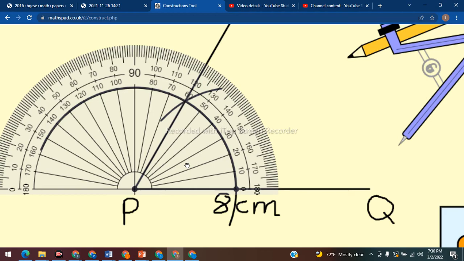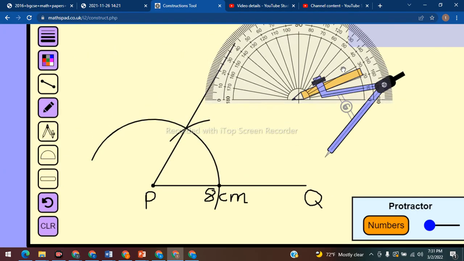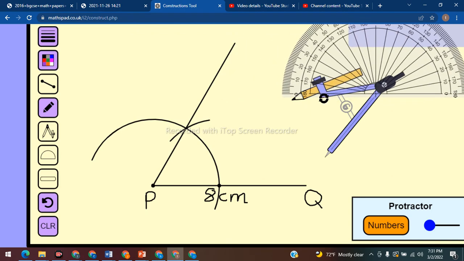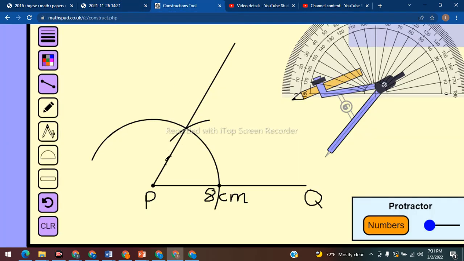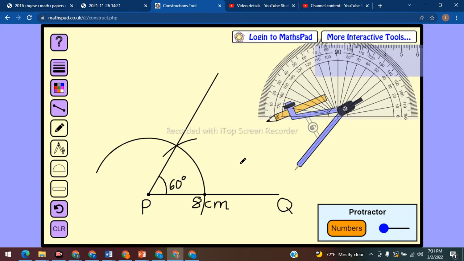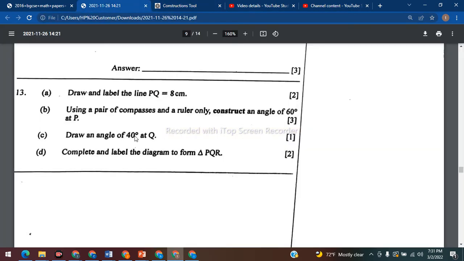Okay, so now that we have the 60-degree angle at P, what is the next thing that we're going to do? Anyone knows? Draw an angle. Not yet. What we first have to do is label this, right? So let's label it 60 degrees. Okay, so now that we have that label, that's good. Now we want to draw an angle of 40 degrees at Q.